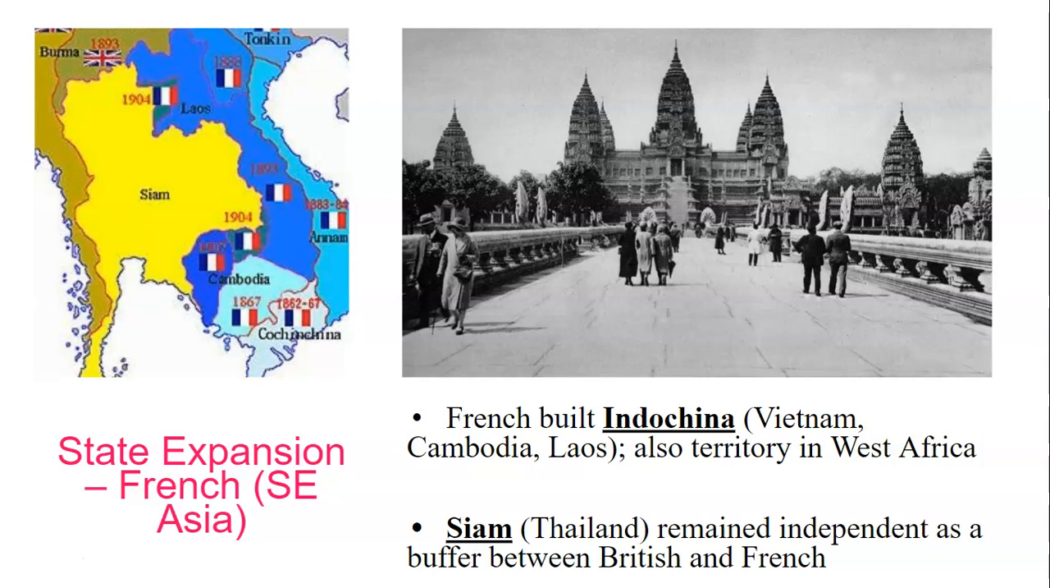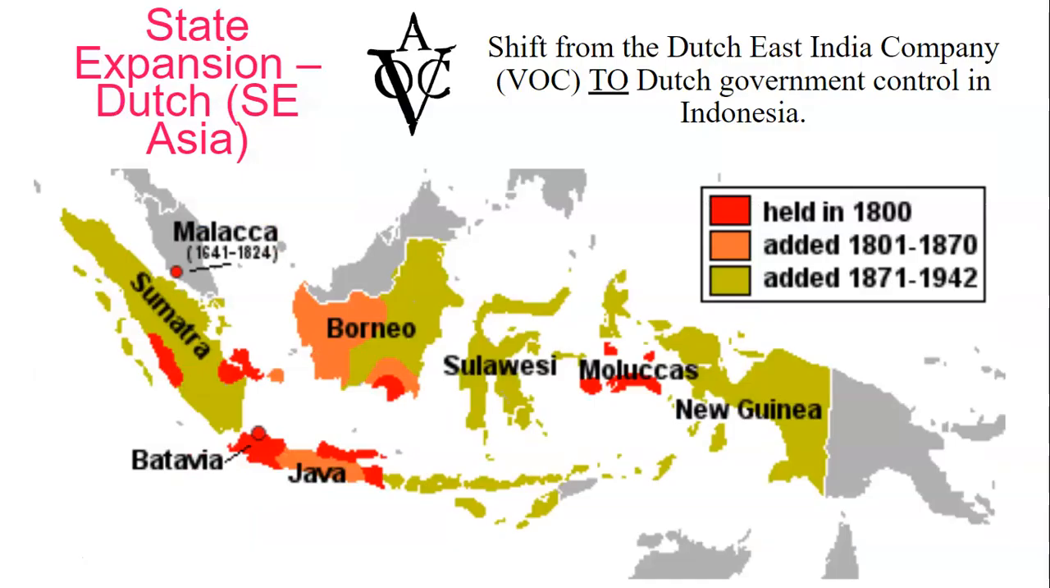All right, the French are also going to get on it as well. They build what is known as Indochina. That's today's Vietnam, Cambodia, and Laos. They also take some territory in West Africa. Thailand, which was originally known as Siam, remains independent as a buffer between the British and the French. This is going to be a big problem much later. As you know, the Vietnam War, we'll get to that around unit 7, 8. I think it might be 8 or 9. But we're going to get to the consequences of this state expansion at some point.